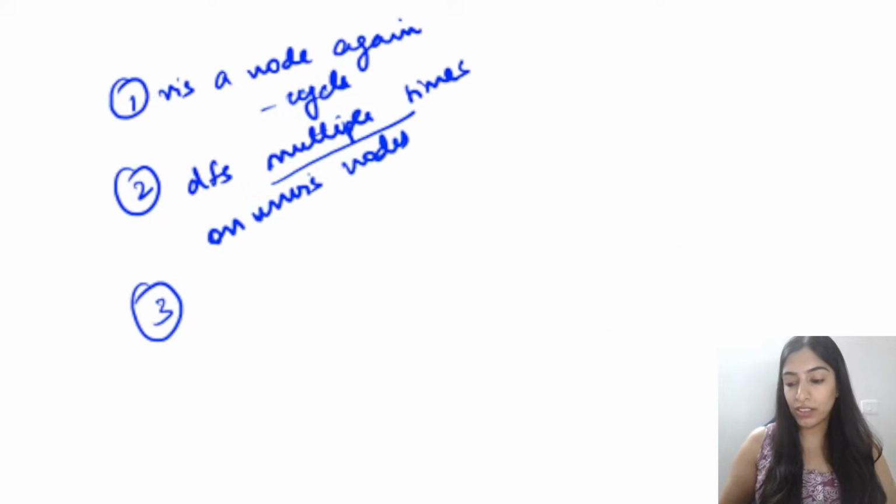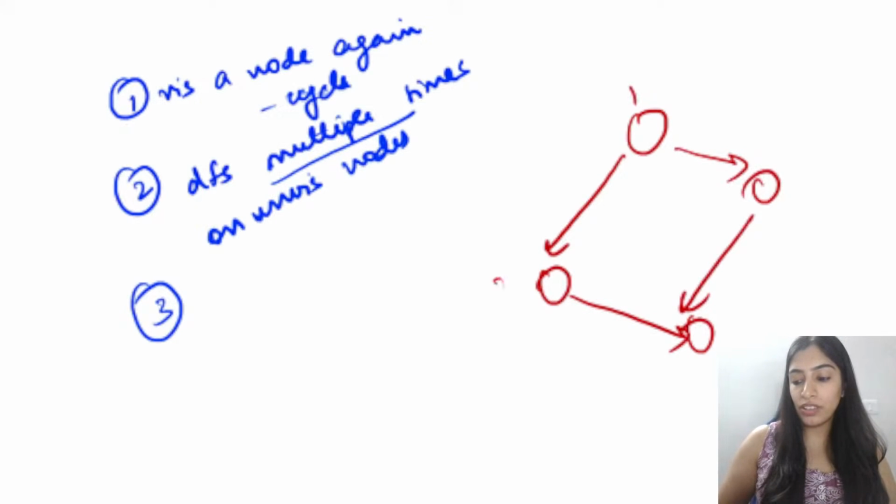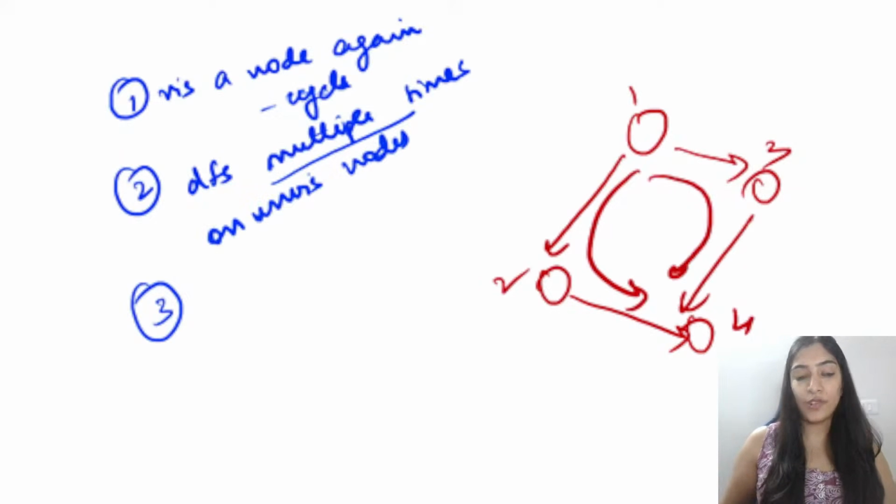Let me show you that same graph again. So this is basically 1, 2, 3, 4. I visit this and I visit this. So I'm visiting 4 two times.